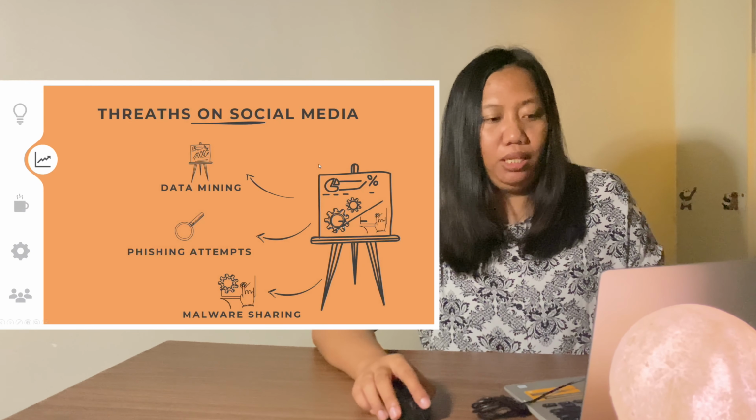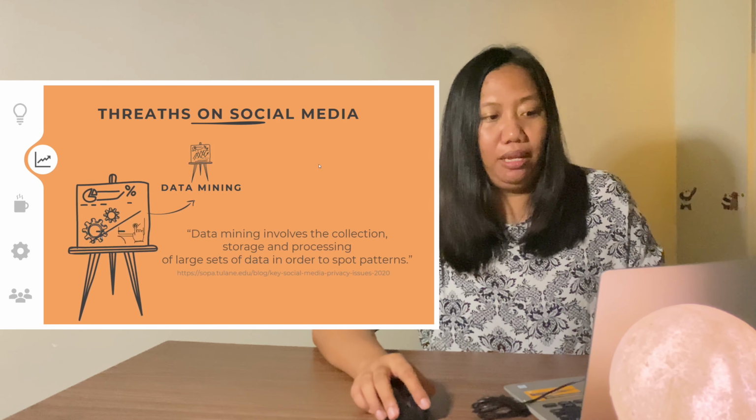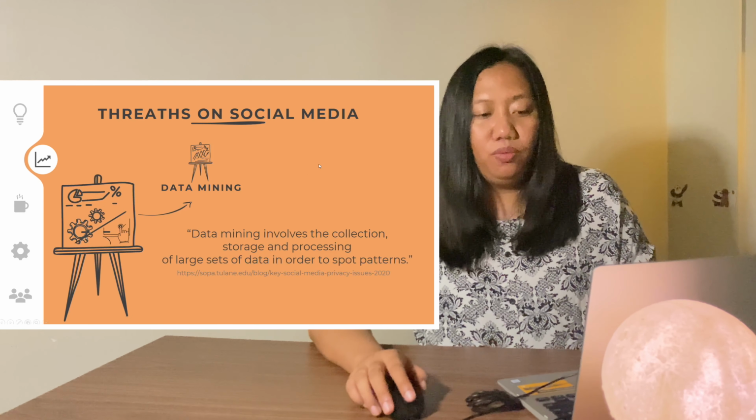So first, we have to define what is data mining. Data mining involves the collection, storage, and processing of large sets of data in order to spot patterns. So this is defined from the Tulane University blog. So we know that every time we create a social media account, we need to provide basic information like our full name, our geographic location, our birthday, or personal interest. This is given to the platform for us to have an account.